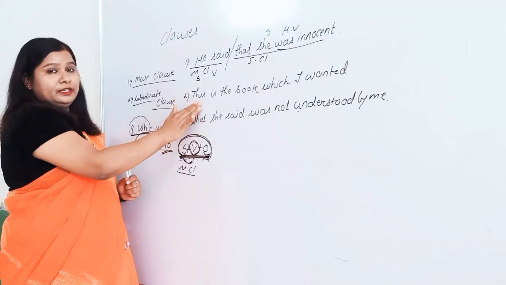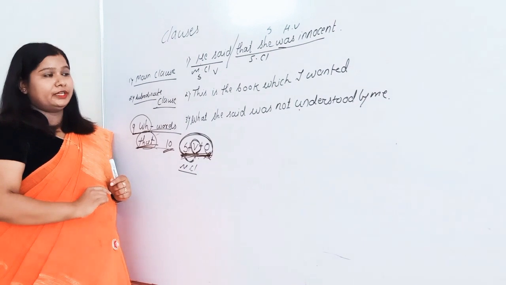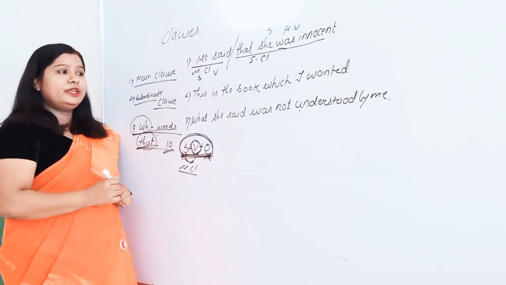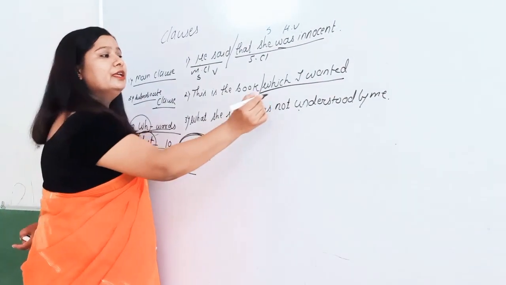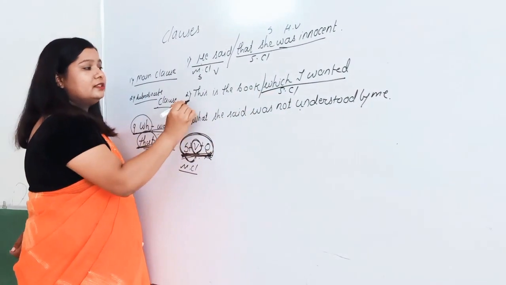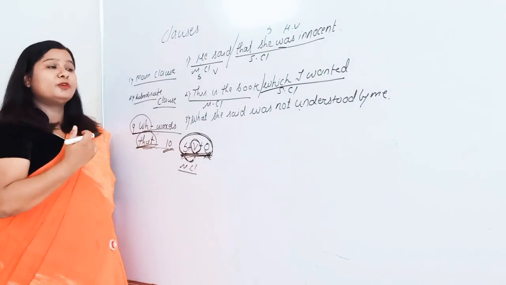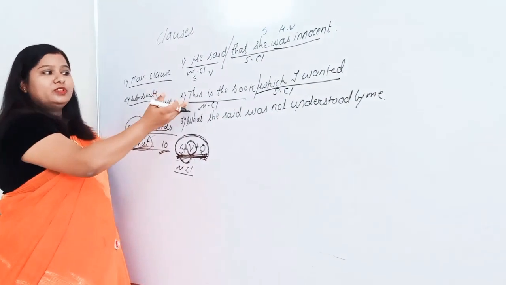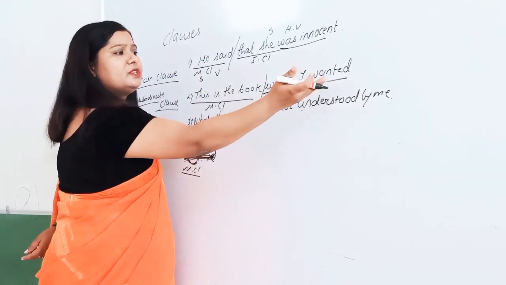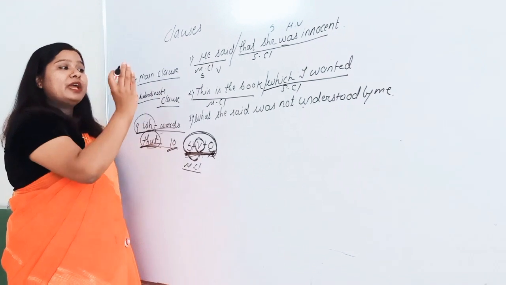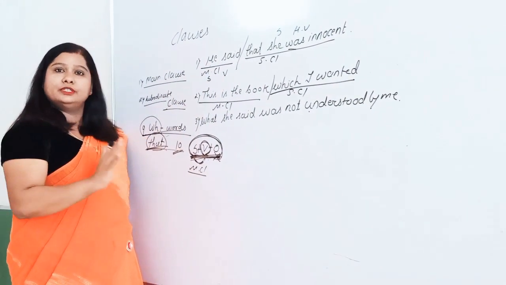Now see this sentence. This is the book which I wanted. Now what is the WH word over here? Which. So right from this is going to be our subordinate clause, and this is the book is our main clause. Here you are supposed to check subject and verb. So this is the subject and is is a kind of helping verb. I is the subject and wanted is the verb. We have got our subject and verb. It means our clauses, our separation is correct.